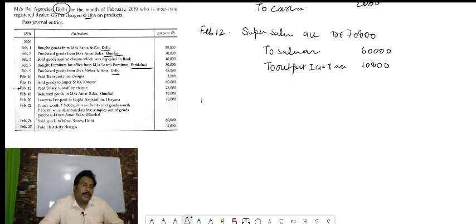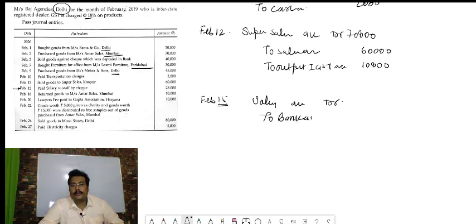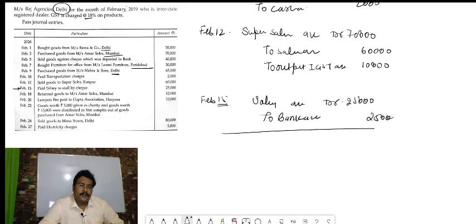Now I told you already, paid salary to staff by check. Whenever we are making the payment by check, then always remember GST will not be charged. So, paid salary to staff by check: salary is expense, so salary account debit, to bank account. How much? It will be 25,000 and 25,000. No GST will be charged.